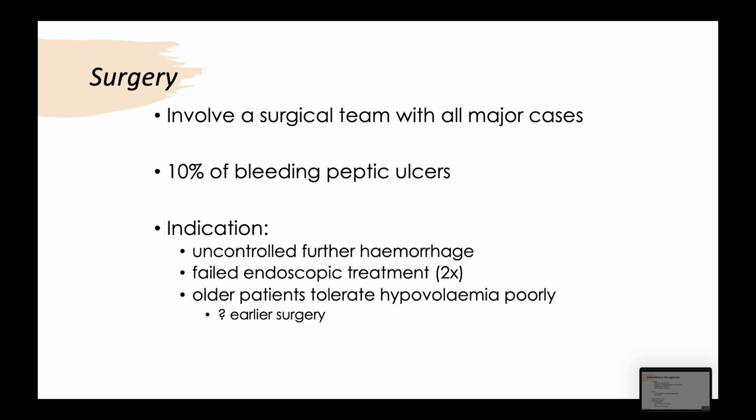In terms of surgery, you can involve the surgical team with all major cases, and that includes around 10% of bleeding peptic ulcers. The indications include uncontrolled bleeding or further hemorrhage, as well as more than 2 failed endoscopic treatments. As well as that, you would also consider it in older patients who tolerate hypovolemia very poorly. Therefore, you would consider doing surgery quite early.